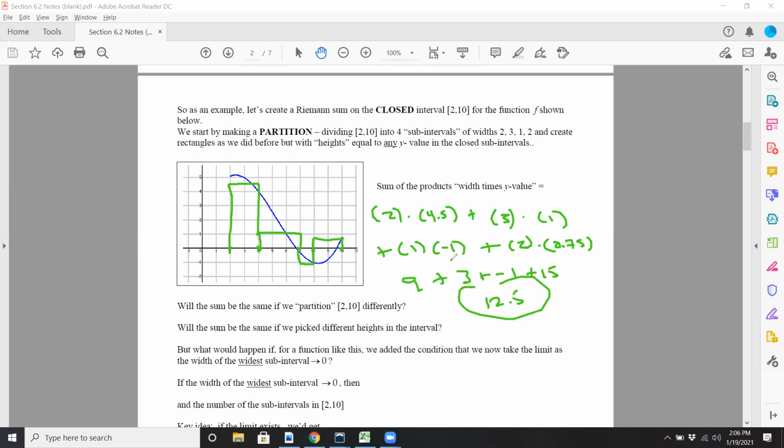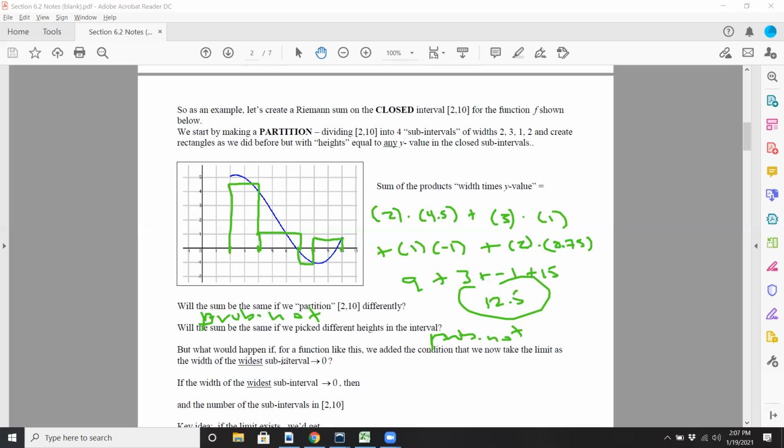So will the sum be the same if we partition it differently? Like if I decide to do different widths or different y values? No, probably not. I might get something close, but it probably won't be the same area. Will the sum be the same if we pick different lengths or different heights in the interval? Probably not. But here's what we do expect as something to be a standard.